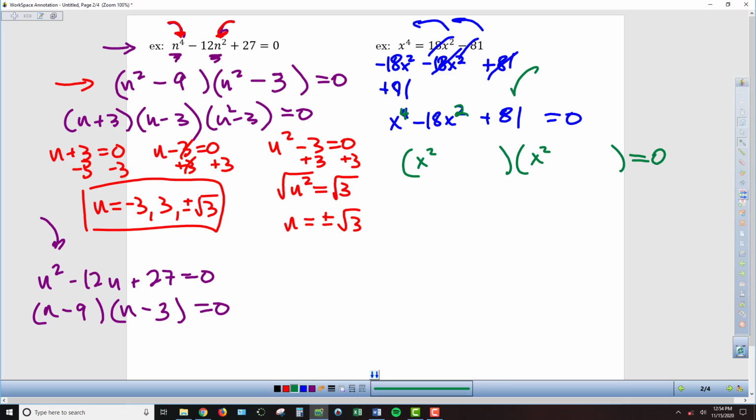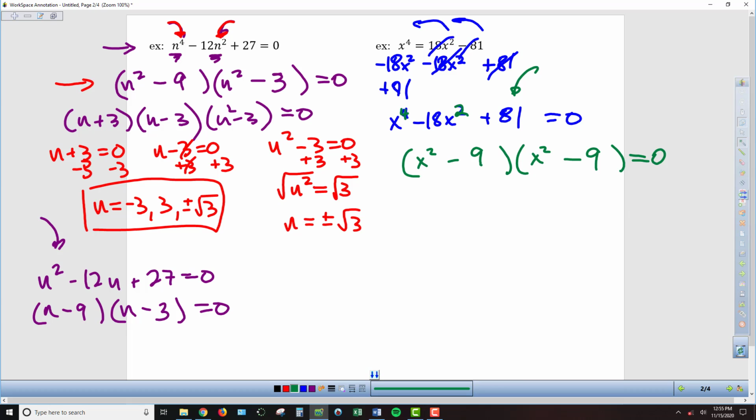Now I look and I need two numbers that multiply to make positive 81, but add to make a negative 18 in the middle. So I'm going to have two negatives. So hopefully we can piece together that those two numbers are going to be 9 and 9. So I have x squared minus 9 twice. So I'm going to get the same answer out of both of these sets of factors.